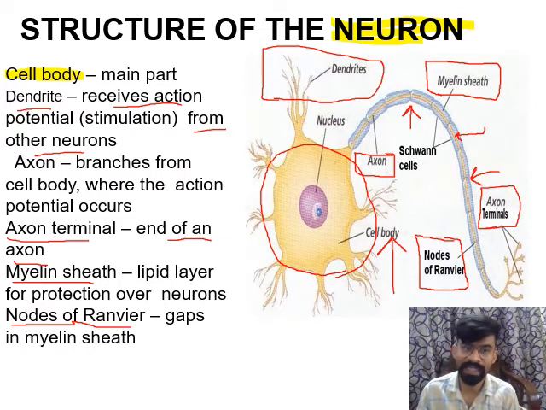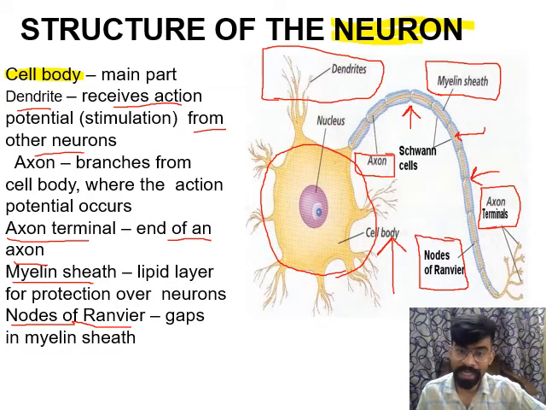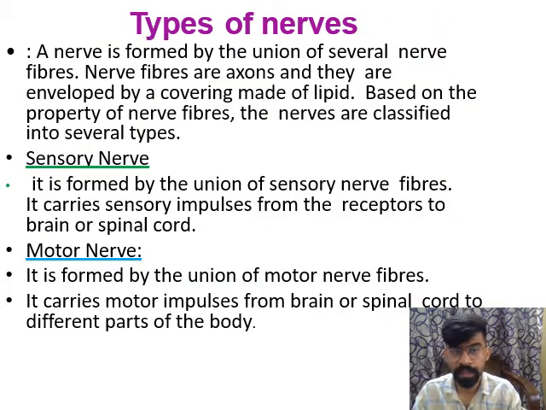Through the axon the message is transferred to the next neuron, and this message will reach towards the axon terminal. Here the myelin sheath is present. Myelin sheath is a lipid-rich covering that protects the neuron and helps in the efficient transmission of the message. There is some gap between the myelin sheath known as the node of Ranvier.